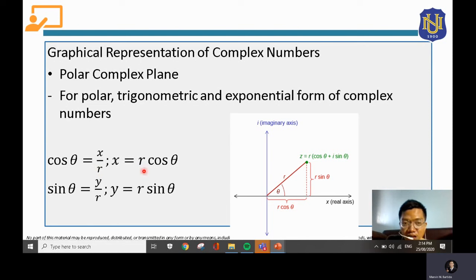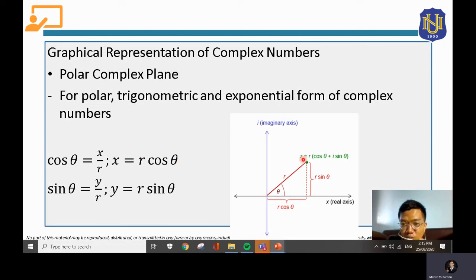We know that cosine theta, in SOHCAHTOA, is adjacent over hypotenuse. The adjacent here is x, and the hypotenuse is r. So solving for the value of x, cross multiplying, x is equal to r cosine theta. That's how you solve for the real part of the complex number when it is in polar, trigonometric, or exponential form. That is just r cosine theta.